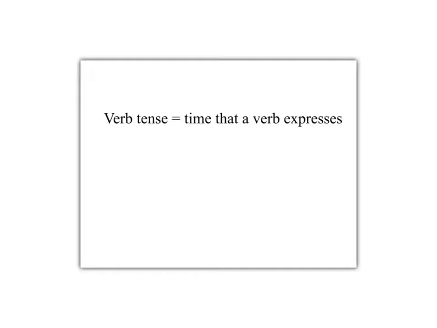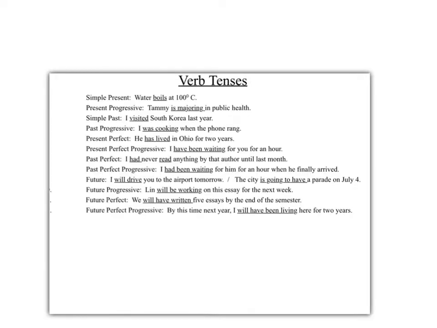Verb tense refers to the time that a verb expresses. Here is a list of the 12 verb tenses in English with example sentences. You should know how to use and how to form all these verb tenses. If there are new verb tenses here or ones that you're still not sure about, you should check with your teacher or with a tutor to review how to use these verb tenses.